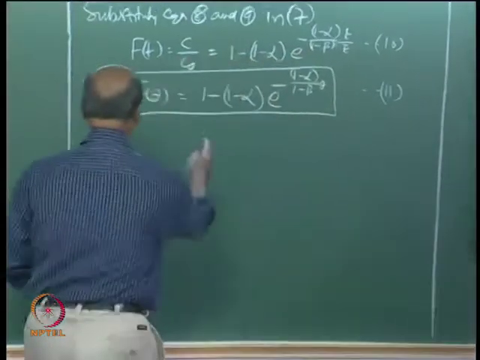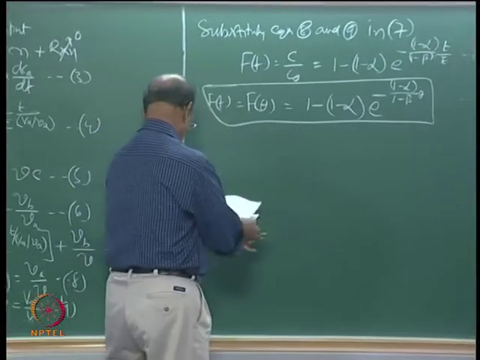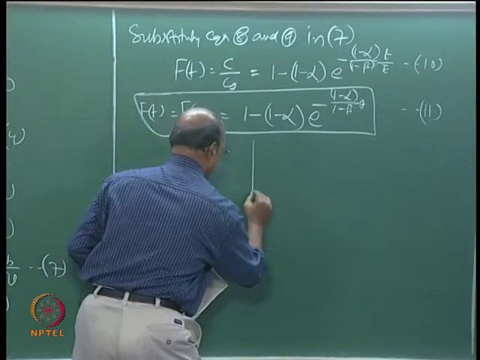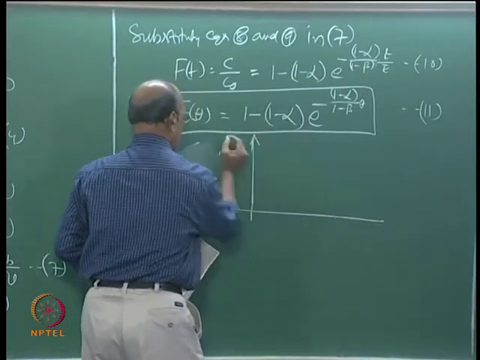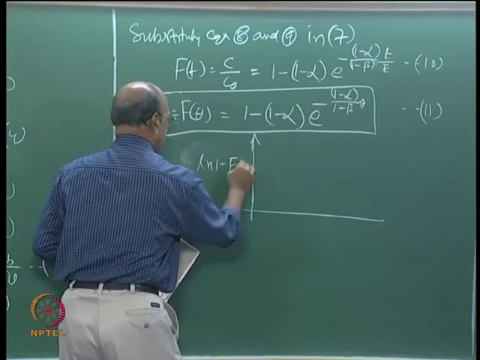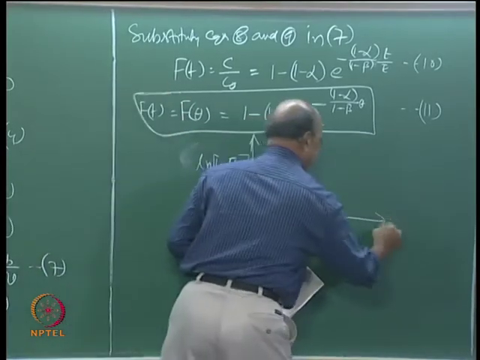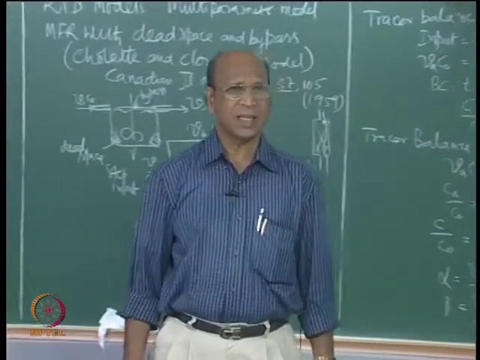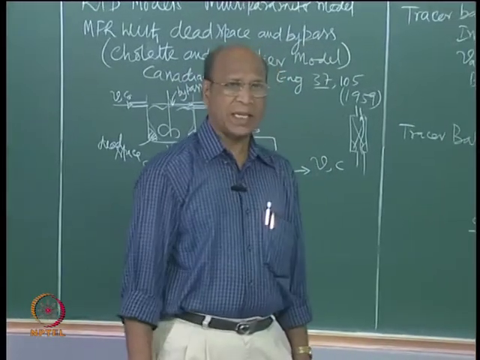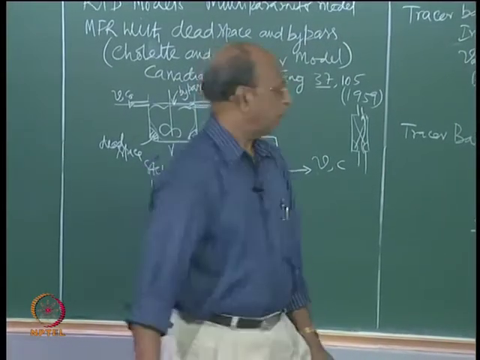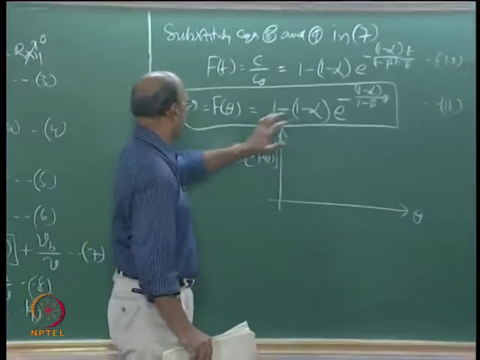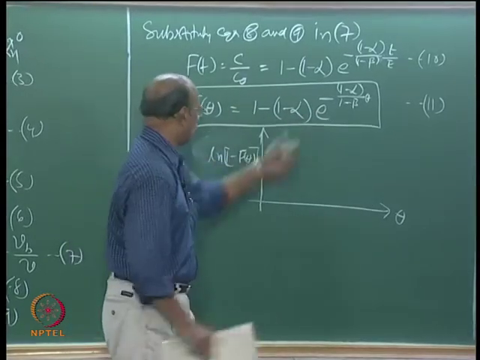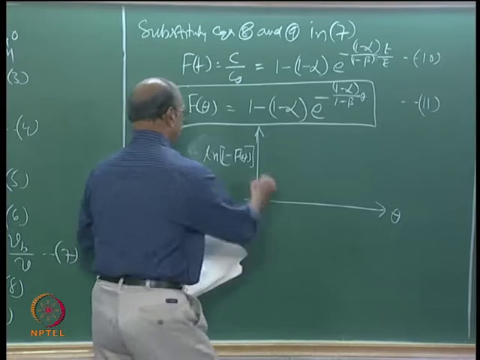Good. So, that way we can plot this as ln of 1 minus f theta, plotting ln of 1 minus f theta versus theta. What will happen to this, Rahul? If I plot like that, negative. Will I get a straight line? Yes, we will get a straight line. Because I will simply bring this 1 minus f theta to this side, and then you will get the slope and intercept, okay.